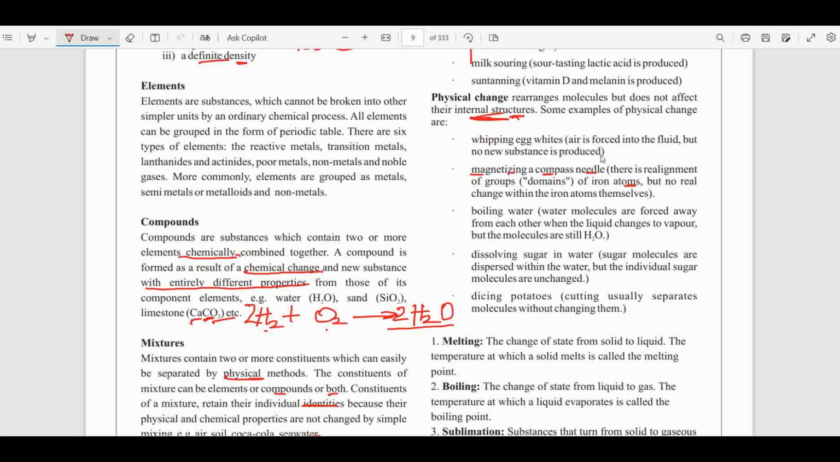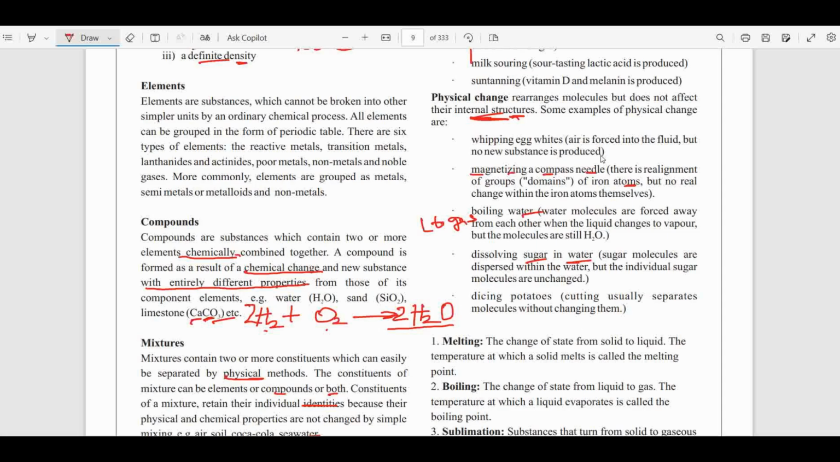The same applies to boiling water. Of course, when you boil water, you are only changing the state of the water from liquid to gas. So this is an example of a physical change. When you dissolve a substance in water, for example, sugar in water, that is an example of a physical change.